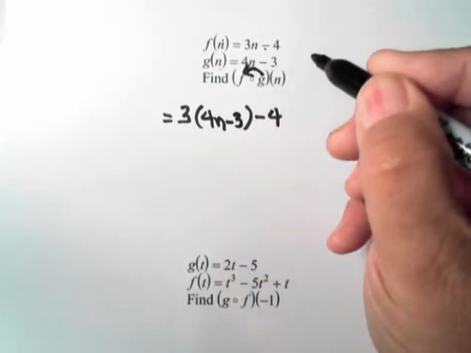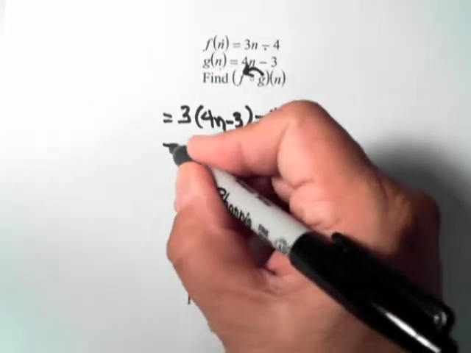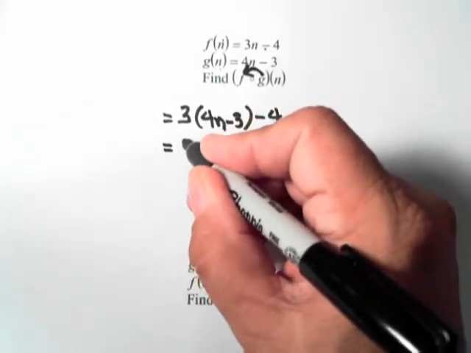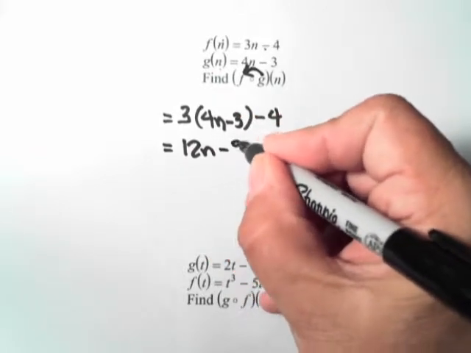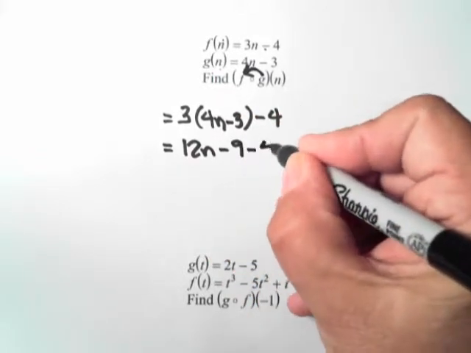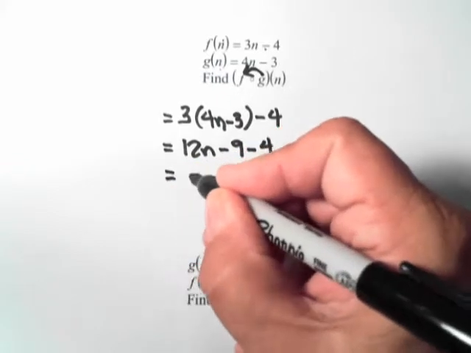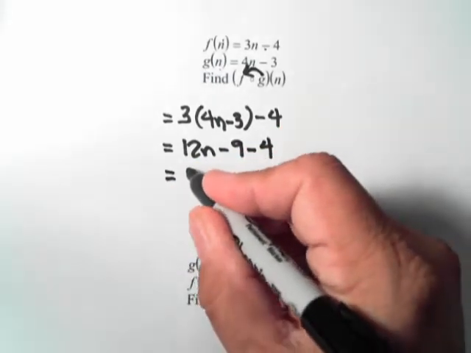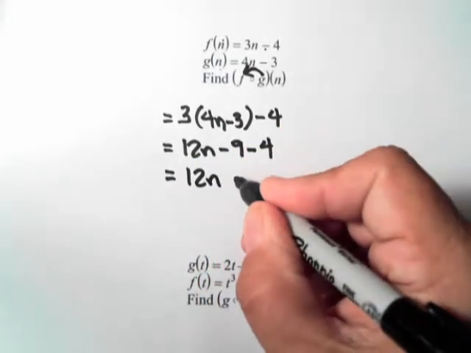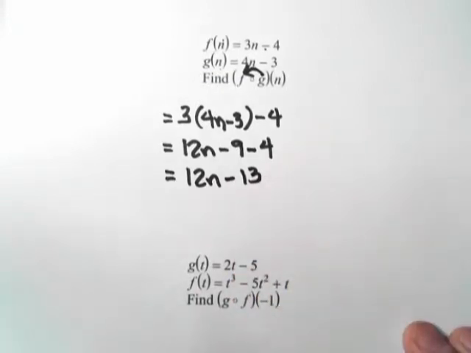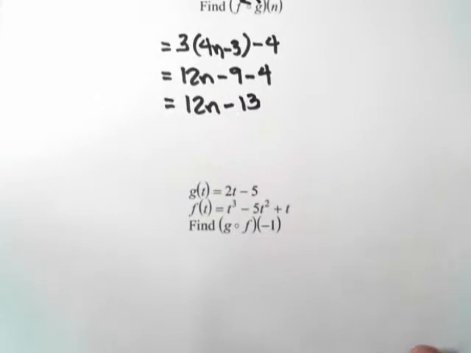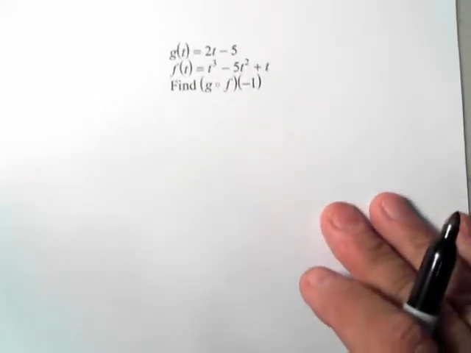Okay, well, now it's just a simple matter of cleaning this up. 3 times 4 is 12n. 3 times -3 is -9. And then we got -4, so combining the last like terms here, looks like we got 12n minus 13. Okay, again, not the most difficult thing you've done in algebra by any means here.